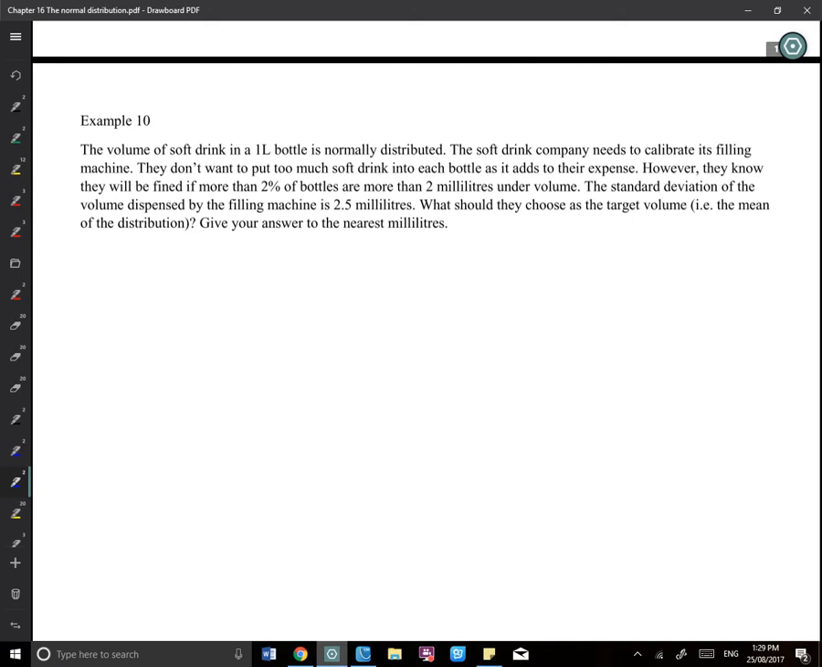The volume of soft drinks in a 1 liter bottle is normally distributed. The bottle you buy is a 1 liter bottle, but it can be less than or more than 1 liter. The soft drink company needs to set a filling machine, and they don't want to put in too much or too little. Too much costs more. Too little, they need to give a refund. However, they know they will be fined if more than 2% of the bottles are more than 2 milliliters under the volume.